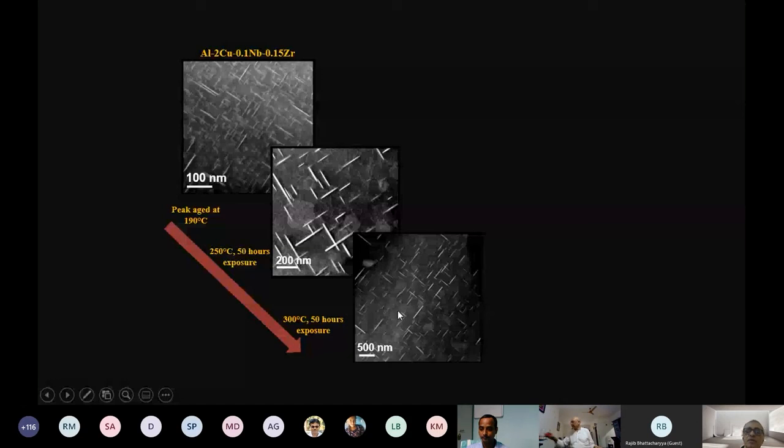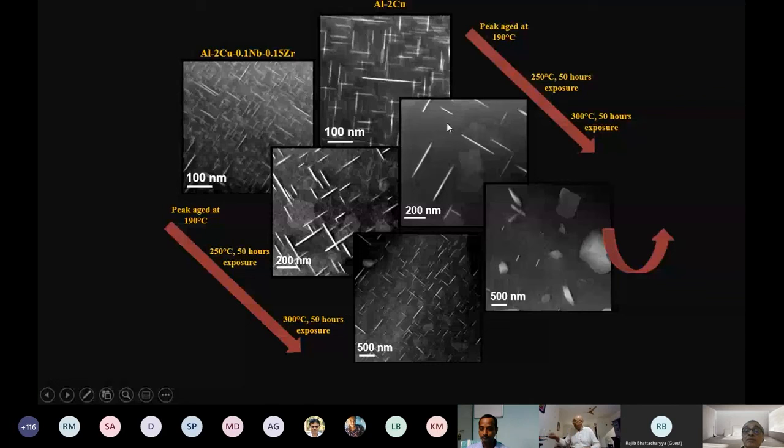Remember, look at the scale. This is actually finer. This is 500 nanometers, and this is 200 nanometers. And if you don't add zirconium and niobium, this is how it looks. You can see that with the same heat treatment, it coarsens crazily. At this temperature, it has virtually no strength. It's almost like pure aluminum, strength-wise.